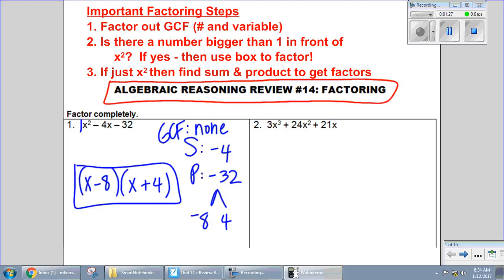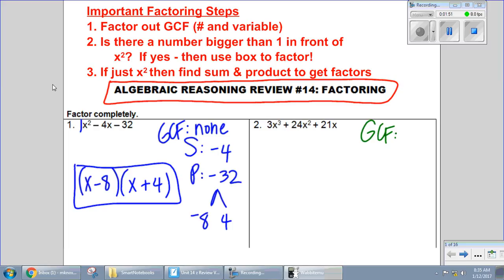Very nice. And you can double check yourself. x times x is x squared, x times 4 is 4x, and then you have a -8x. When you add those together, it's going to give you a -4x, and then -8 times a +4 is a -32. Okay, number 2. First, let's see if I have a GCF.